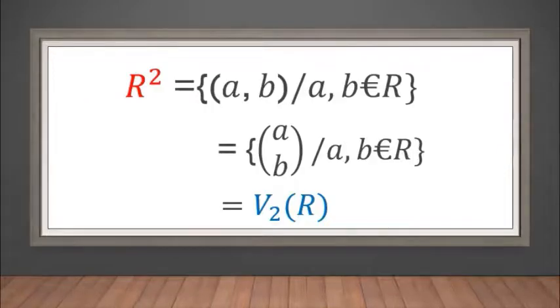Let us consider R2, which is the set of all the ordered pairs in the form of (a, b). So R2 is equal to the set containing (a, b) such that a, b belong to R, which is denoted in vector spaces as the set of column vectors, that is, the set containing a column vector with two rows a, b such that a, b belong to R, and we denote it with V2 over R as a vector space in linear algebra.